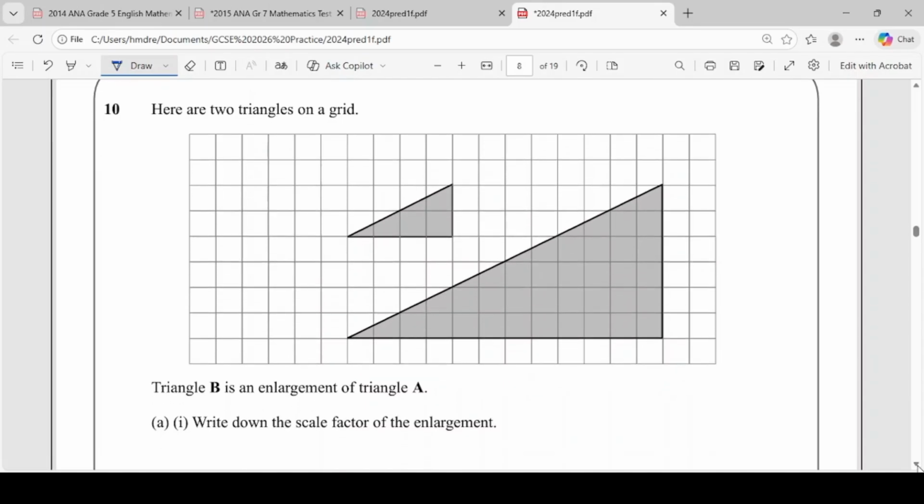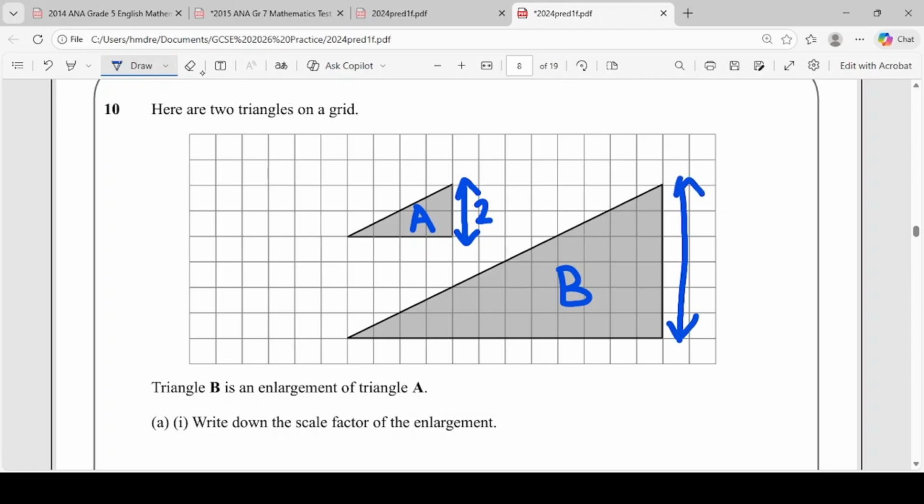Here are two triangles on a grid. Triangle B is an enlargement of triangle A. So that means this is A, and then triangle B is the enlargement. It is the bigger one. Write down the scale factor of the enlargement. So let's just get some measurements first. So here we've got this height is 2. It's 2 blocks.